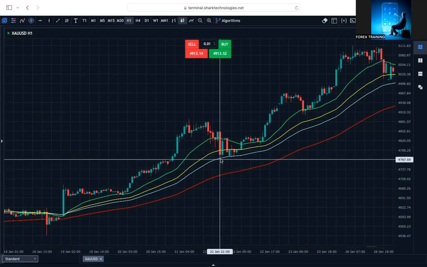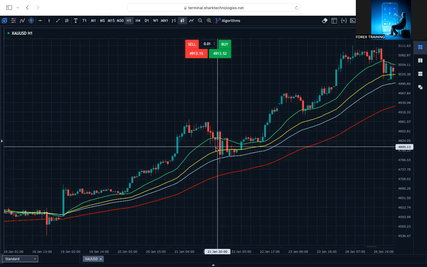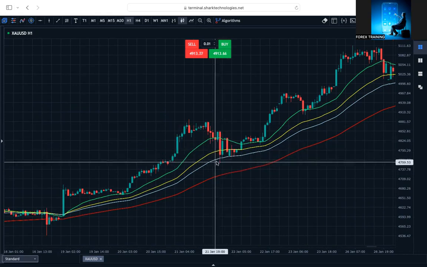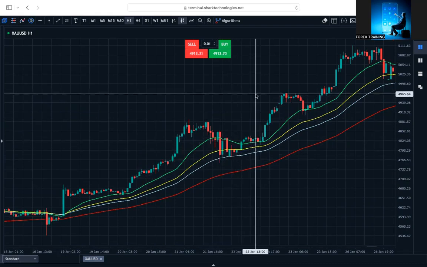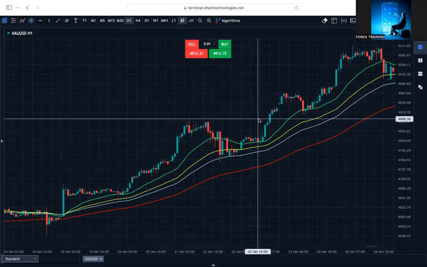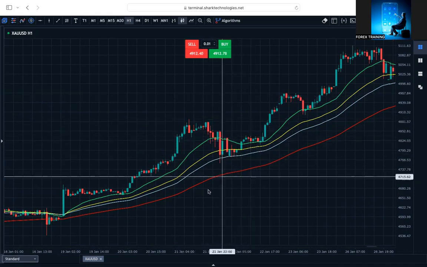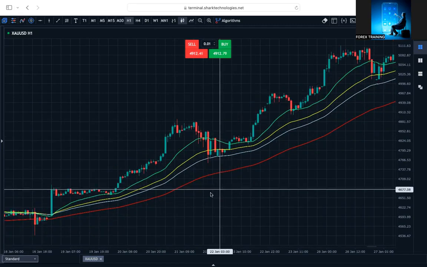Because look here, in this area, you can see that support was found. So either it will touch the 40 MA and bounce back up, or it will touch the 55 MA and go up, or it will touch the 100 MA and then move up. So if candles are forming above the 100 MA, that means the trend is in the upward direction. And if candles are forming below the 100 MA, that means the trend is in the downward direction.